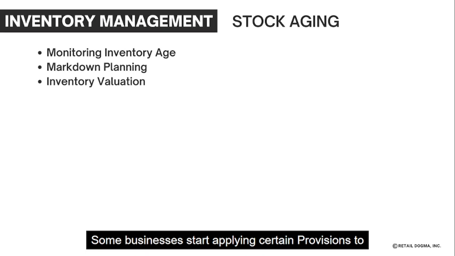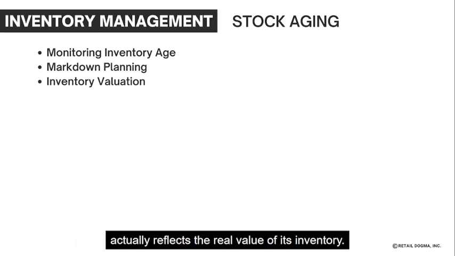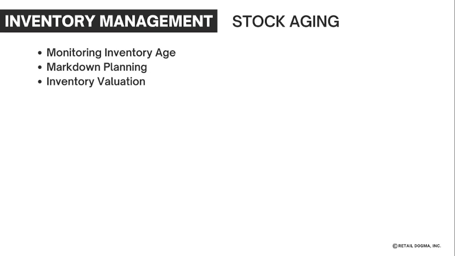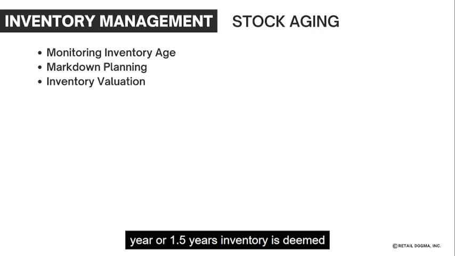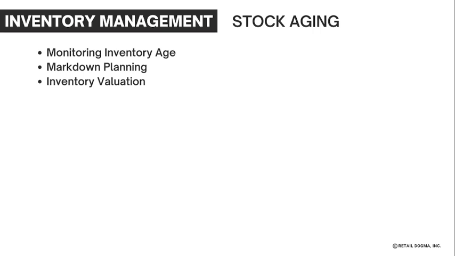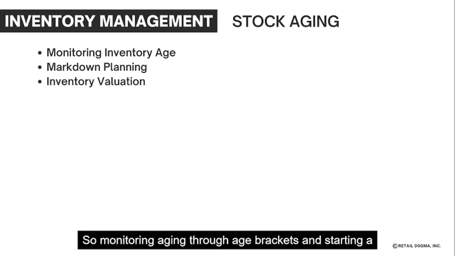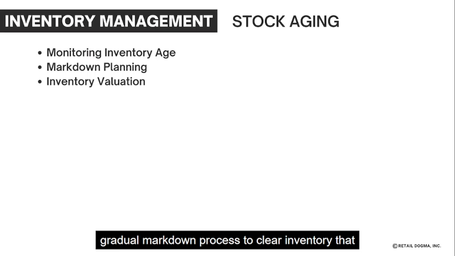Some businesses start applying certain provisions to their inventory at different age levels so that the amount of inventory value stated in their balance sheet actually reflects the real value of its inventory. And at certain level of age, for example, above 1 year or 1.5 years, inventory is deemed unsellable and is written off completely. So monitoring aging through age brackets and starting a gradual markdown process to clear inventory that passes certain bracket, example 6 months, is important.